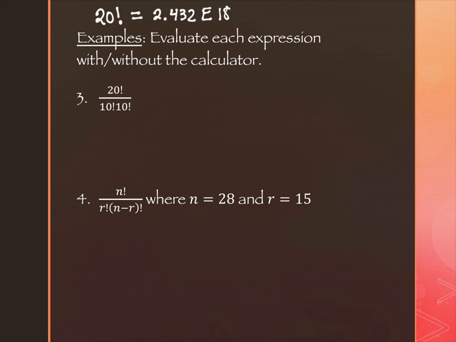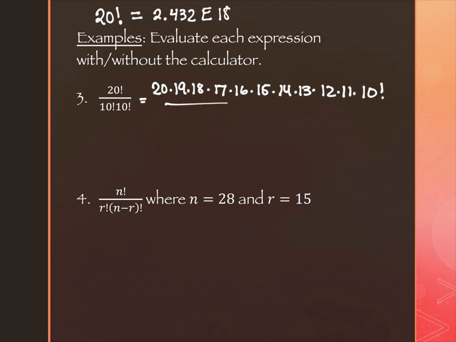But what I can do is write out the 20 factorial like this. And instead of writing out 10 times 9 times 8, I can stop with 10 factorial. And why would I want to do that? Because there's a 10 factorial on the bottom already. Now, it doesn't matter which one I rewrite, but I can rewrite one of the 10 factorials that's on the bottom as is. The other one, I need to write it out.